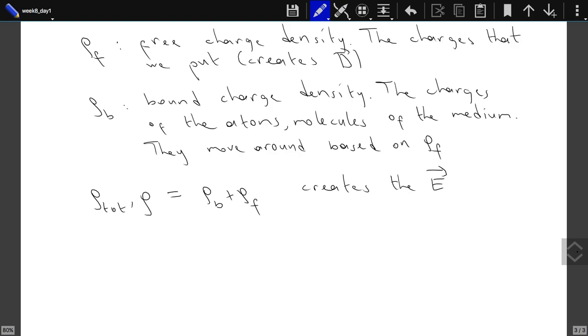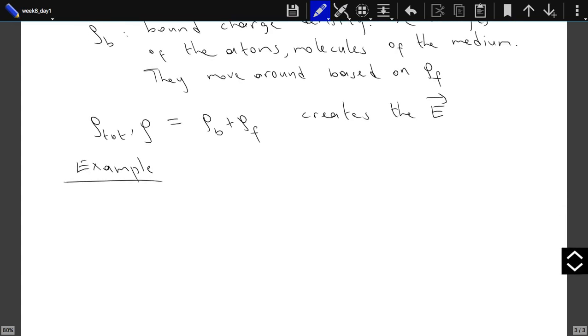Other questions? Let's do an example. Let's just assume we have a point charge in a medium with dielectric constant epsilon. What is the potential at the point r?